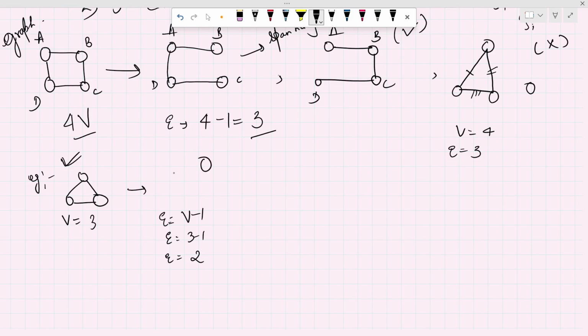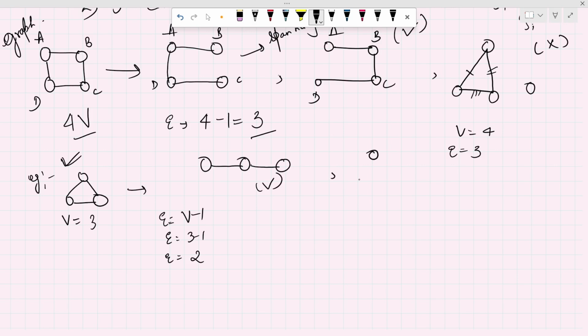First of all, the number of vertices should be the same, so 1, 2, 3, I'll add 3 vertices. Edges should be 2, not more than 2, not less than 2. And every vertex should be connected, then we can say that it's a spanning tree. One vertex is like this and another vertex is like this. So we use 2 edges to connect all the vertices. So yes, we can say that it's a spanning tree.